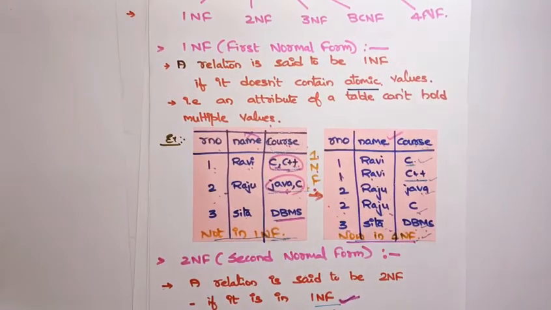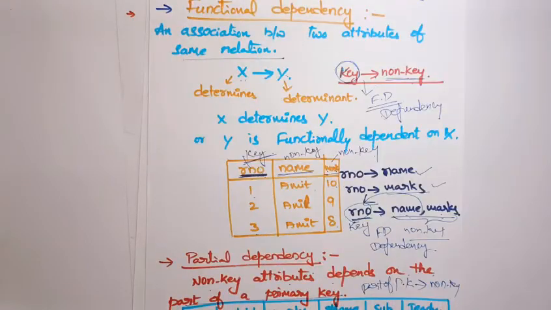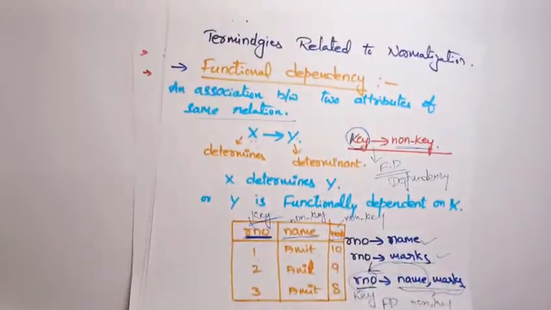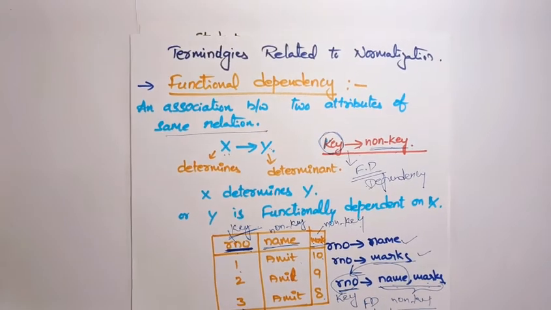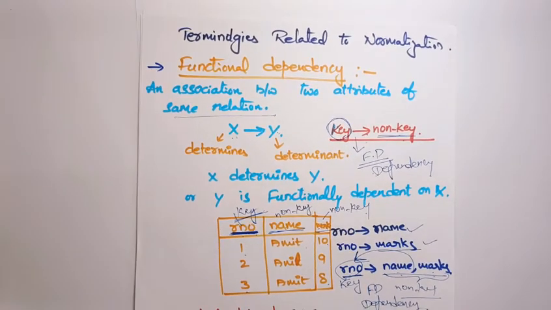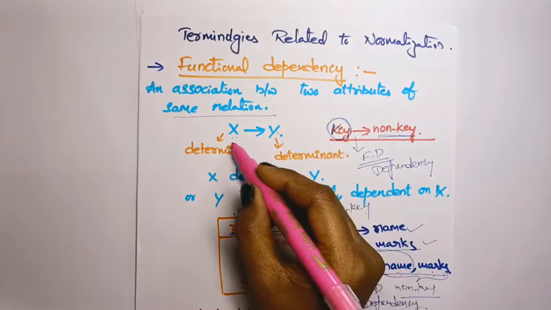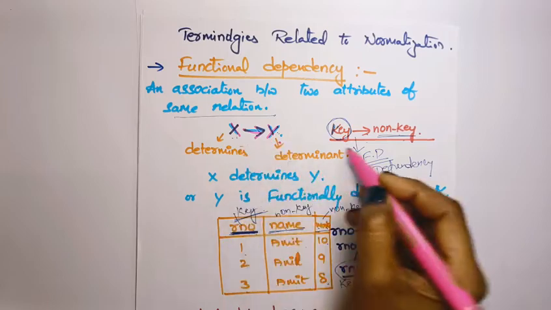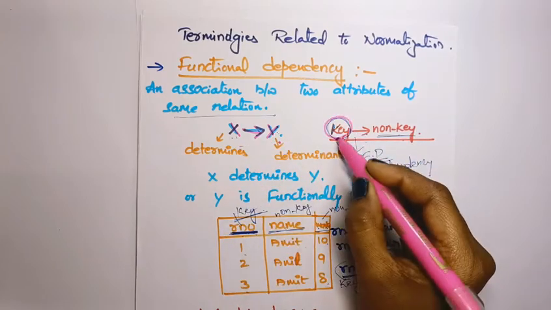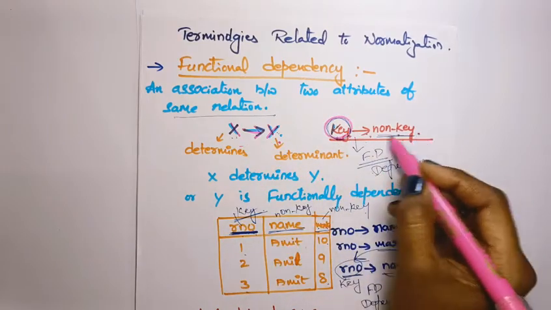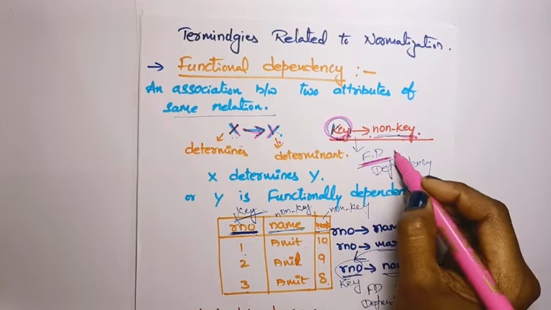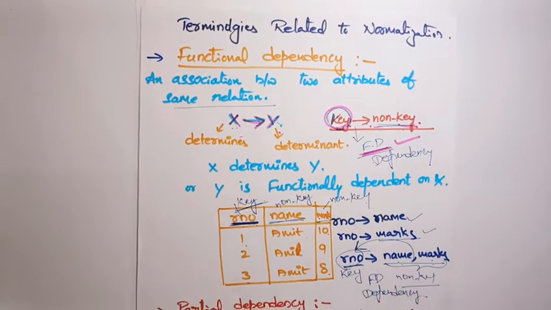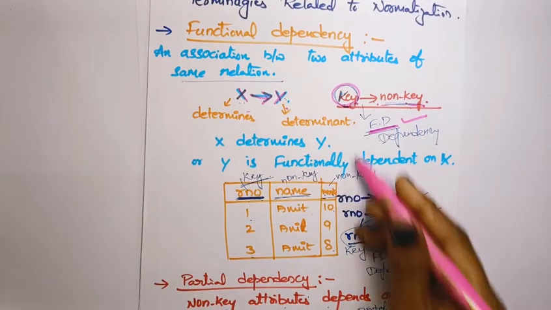We will see with an example. So here, terminologies related to normalization you should know before that: partial dependency, functional dependency. If you know that, then you can easily understand what is 2NF. Functional dependency is, for example, attribute X determines Y. Attribute X is a key attribute, and it determines a non-key attribute. Then you can say that that is functional dependency, or you can call it a dependency also.